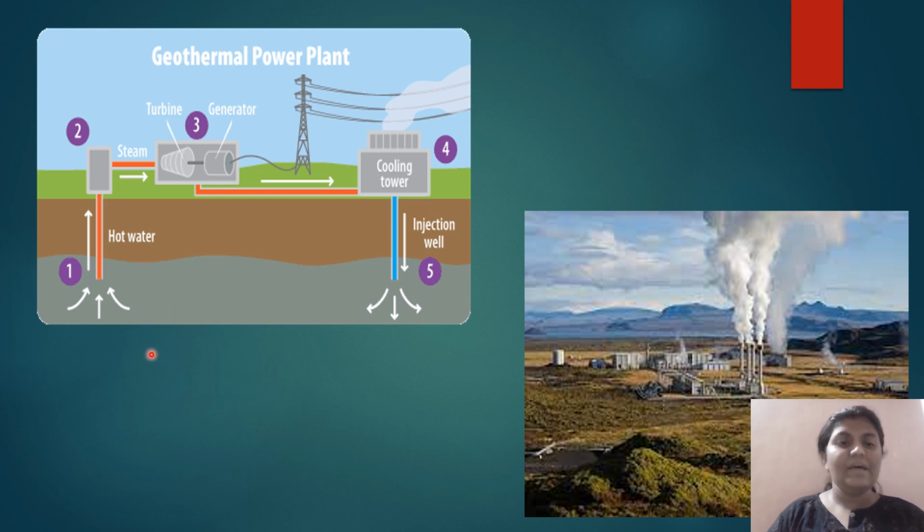geothermal power plant, where hot water is drawn from the earth's crust and passed as steam through the turbine, and the generator generates the electricity, which is passed to the towers. Then the cold water is passed to the cooling tank and injected into the earth's crust again.